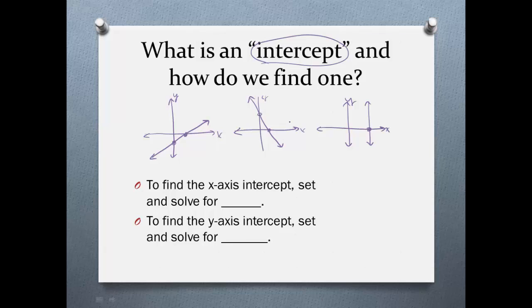If we combine these two ideas, coordinates being 0 and intercepts, we know that if we want to know where a line crosses the x-axis, the x-intercept, we're going to set the other variable, y, equal to 0, and solve for x. And if I want to know where a graph crosses the y-axis, the other coordinate's 0, so I set x equal to 0 and solve for y. That's the strategy we use to find intercepts and then graph lines.